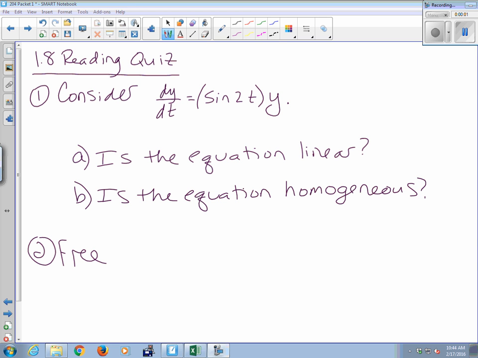Differential equation, dy dt is the sine of 2t times y. Is the equation linear? Yes. Is the equation homogeneous? Yes. Good. And then everybody gets to number 2 right.